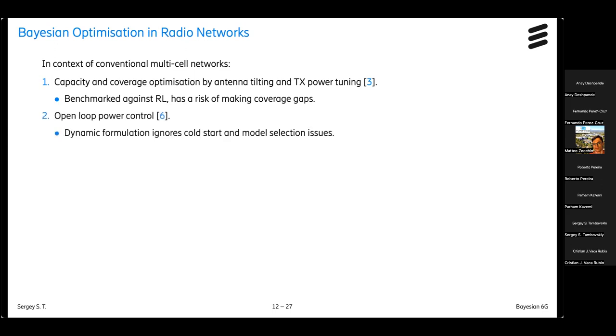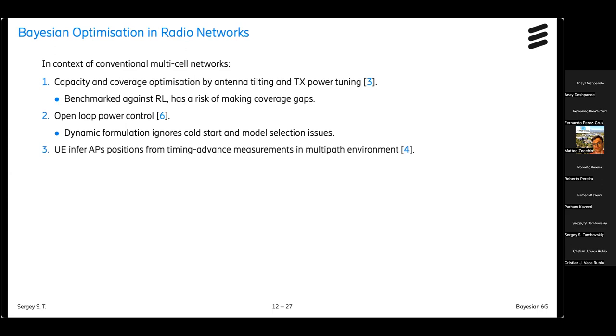The second work, and I present them in sequential order as they were published, was dedicated to open loop power control. Sadly, the paper was written in more or less tutorial fashion, and the authors did not address the dynamic formulation of the problem. In other words, they completely ignored the issue of cold start and issues with model selection, the latter being most critical.